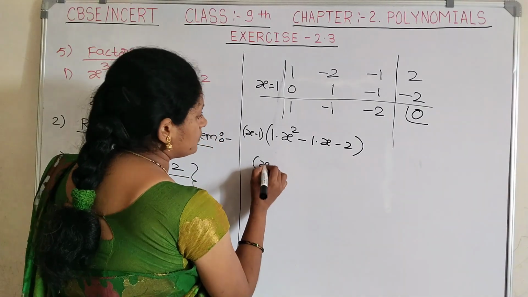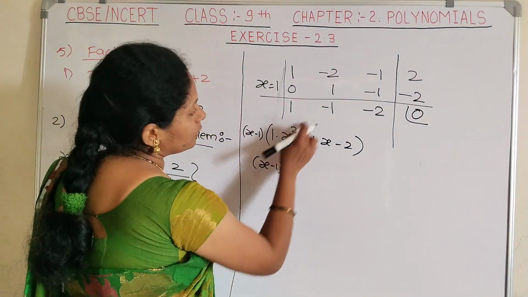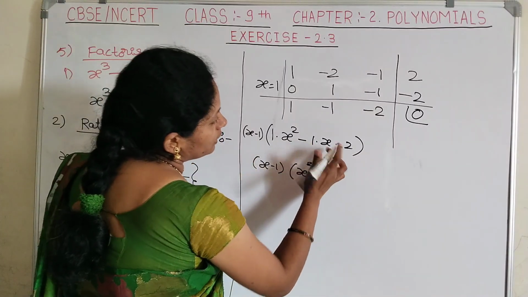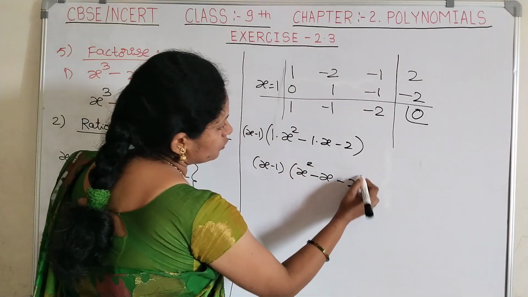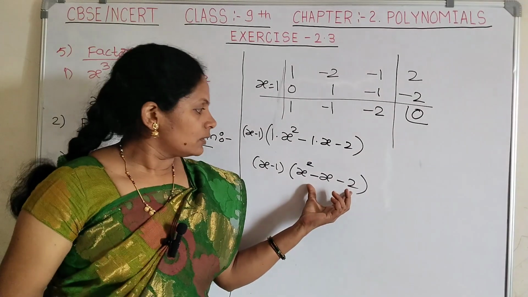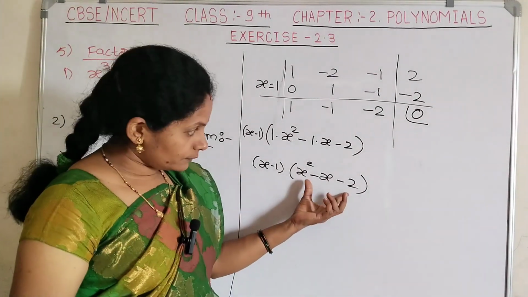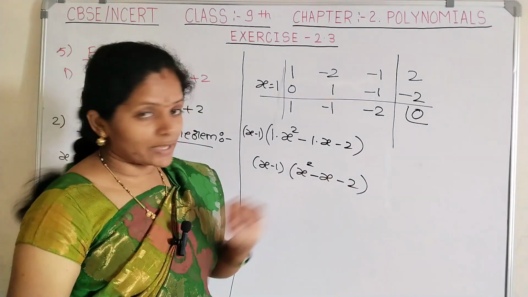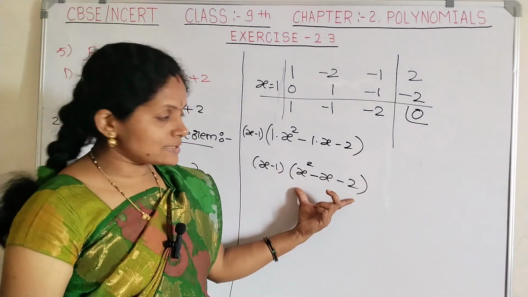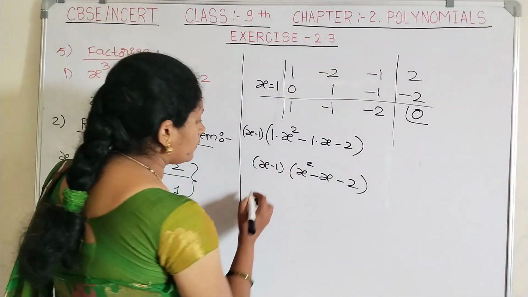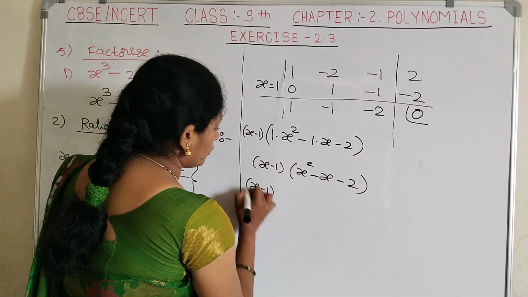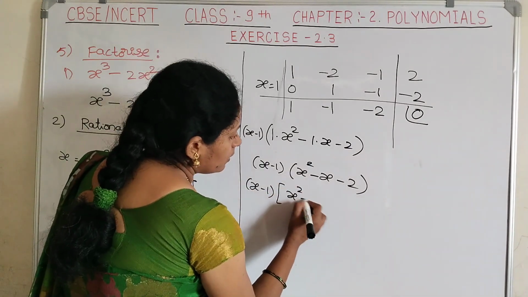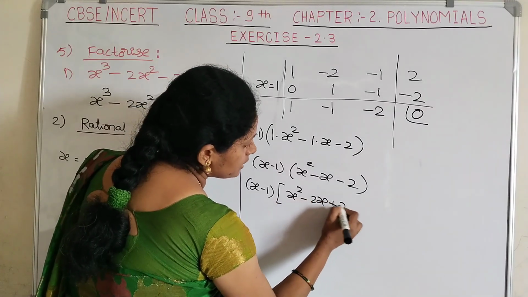Rewrite this: x minus 1 into x square minus x minus 2. Now, if you remember, last time also we got the quotient as x square minus x minus 2 only. Again factorize this by splitting the middle term. x minus 1 into x square minus 2x plus x minus 2.